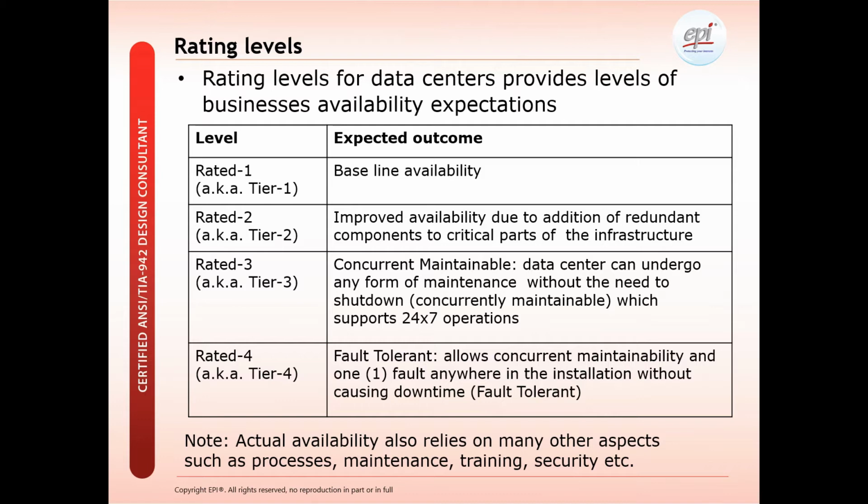Rated 3 and 4 data centers will give us higher availability expectations because, one, they're both concurrently maintainable, so we should be able to do maintenance and keep the data center running from an end user perspective. Rated 4 is also fault tolerant because it has the ability to automate the recovery from any one fault within the overall data center infrastructure across telecom, electrical, and mechanical systems. Obviously, the availability of the data center will also depend on people, processes, maintenance, training.